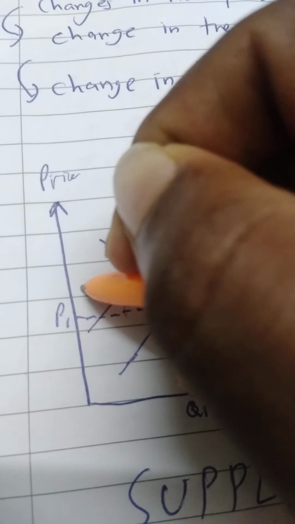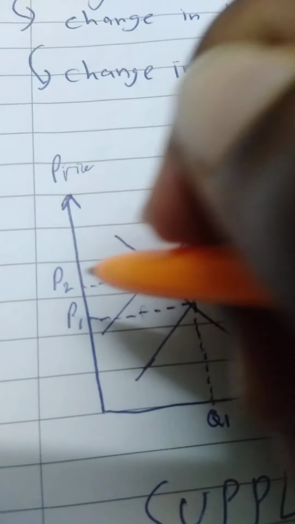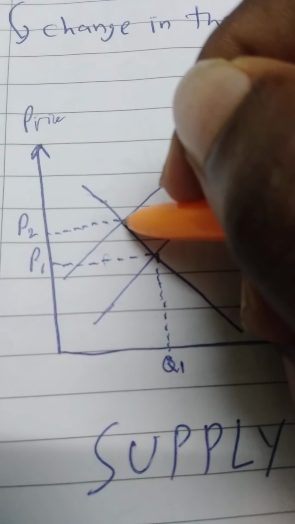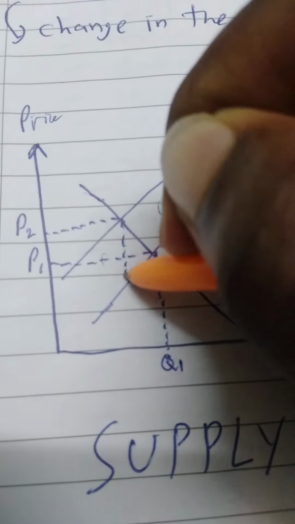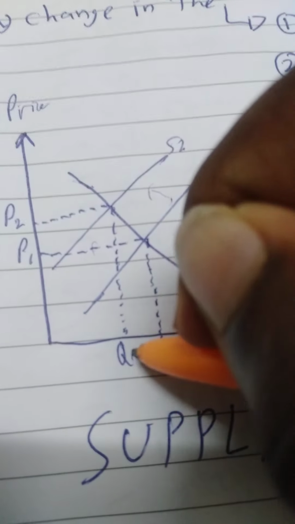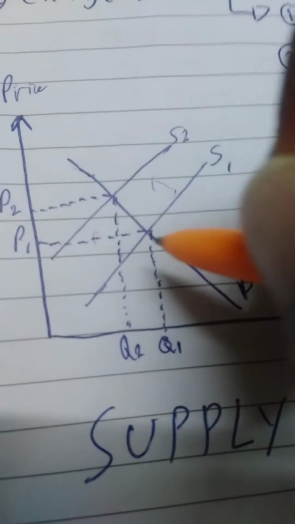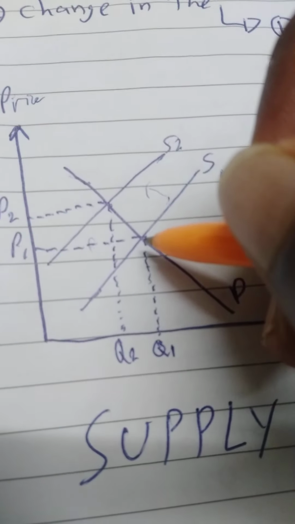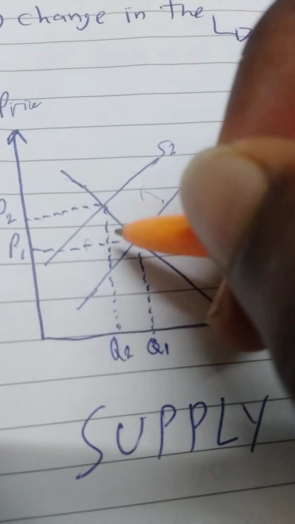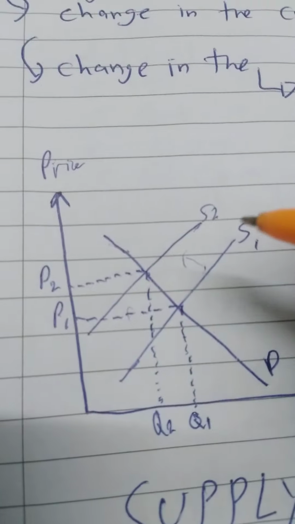When supply decreases, the price increases. Drag this one as usual, put Q2, quantity 2. So this was the situation where the price was P1, and when the supply decreases, the price will increase. Okay, this is the thing. So it's basic knowledge, as I told you yesterday. After supply goes down, the price goes up.